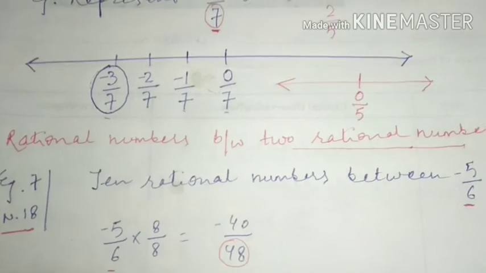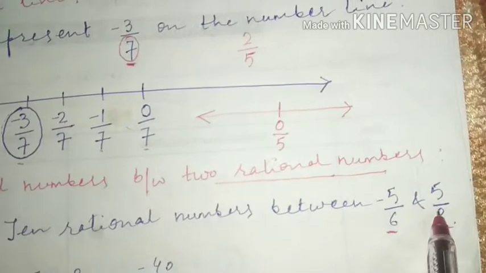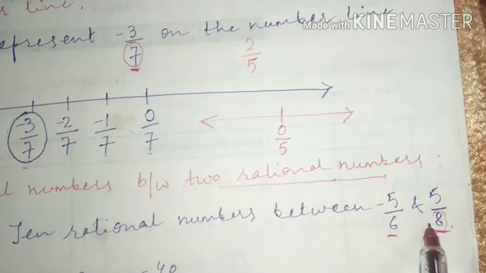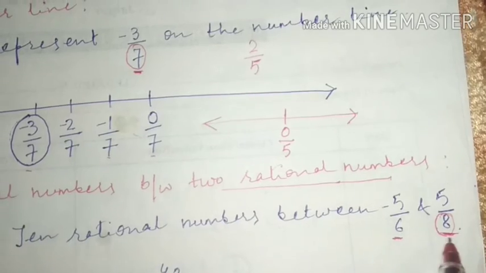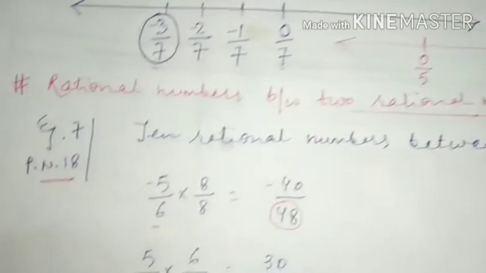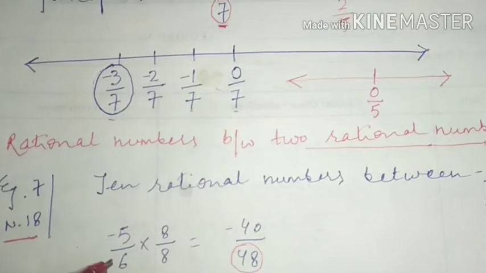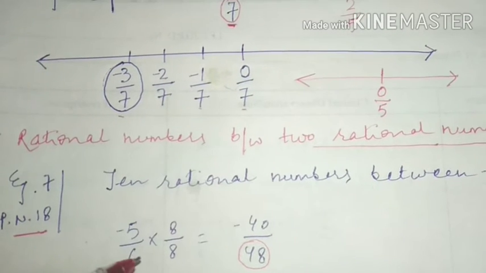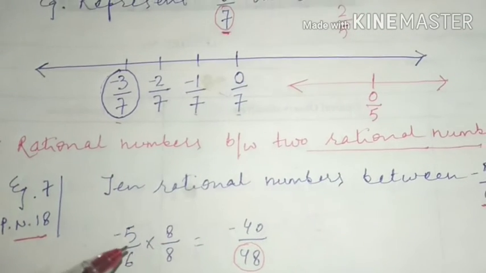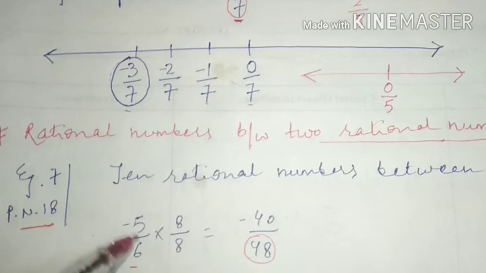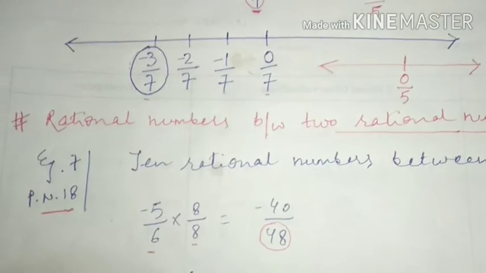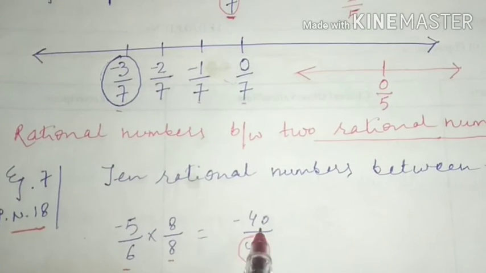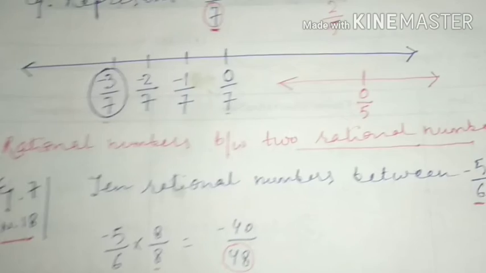Alright, and take the denominator of the second rational number, that is 8. Alright, and now multiply this denominator with the first rational number, that is minus 5/6, on the upper side and the lower side as well. Alright, you can see over here 8/8. So we get minus 40/48.